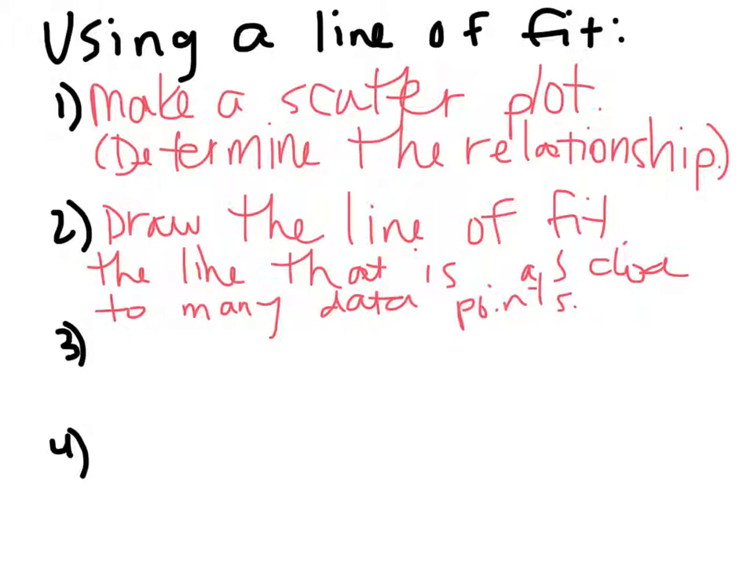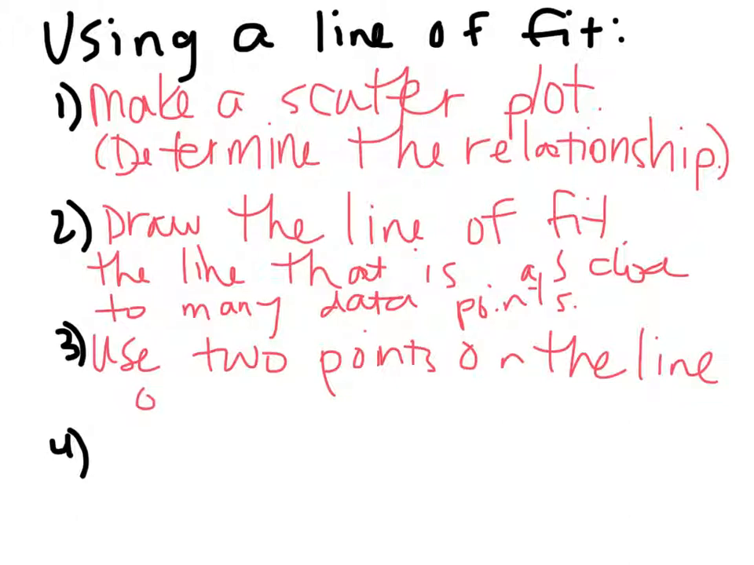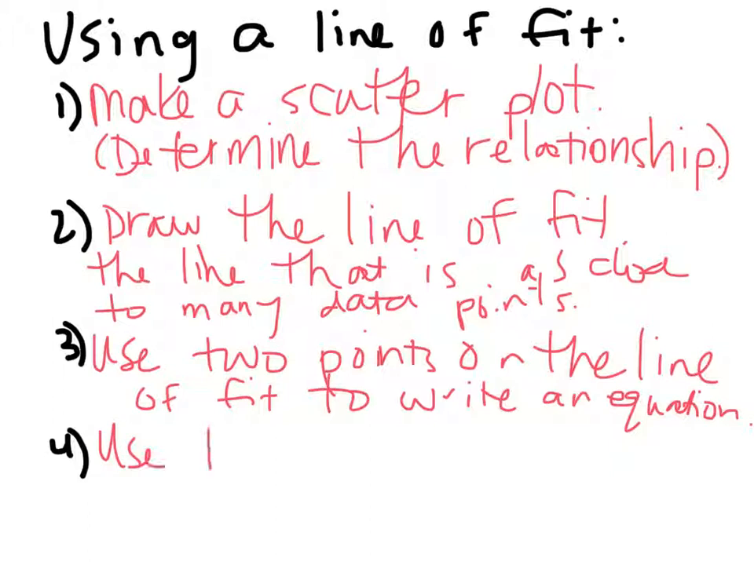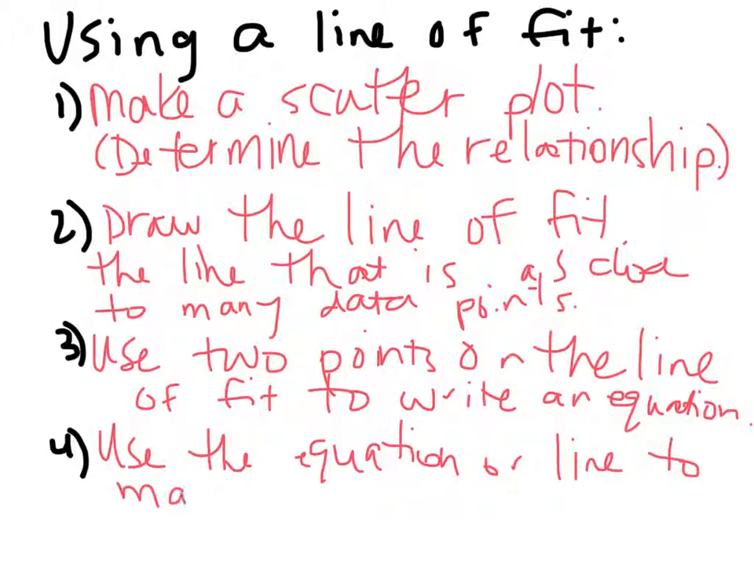And then we're actually going to write an equation that shows that line of fit, that is the equation of the line. So we are going to use 2 points on the line of fit to write an equation the way we've learned how to do this chapter. And then we use the equation or the line to make predictions. We can plug values into the equation, or we can just look at the line and see what we think is going to happen.